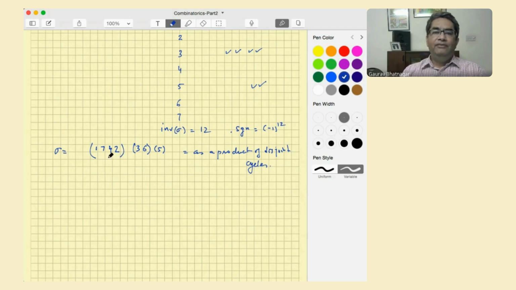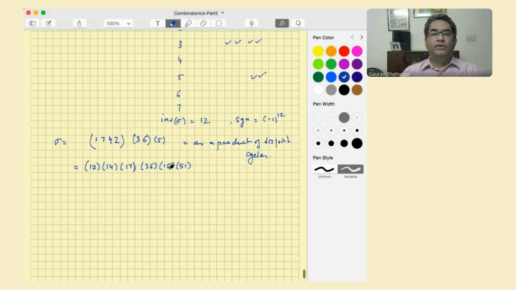Now, when it's a p-cycle, its sign is going to be minus 1 raised to p minus 1, because you can write it as a product of transpositions. So how do you write it as transpositions? You write it as (1 2) times (1 4) times (1 7), and this is already a transposition, and this also you can write as a transposition, (1 5)(5 1)(1 5). So 5 goes to 1.